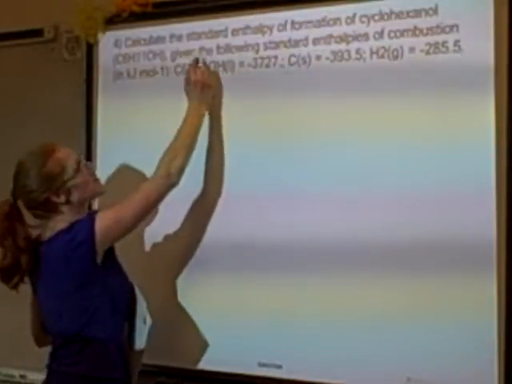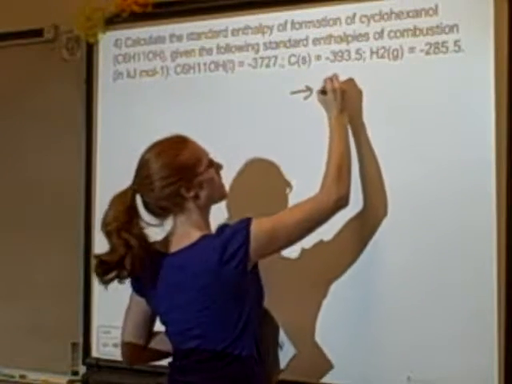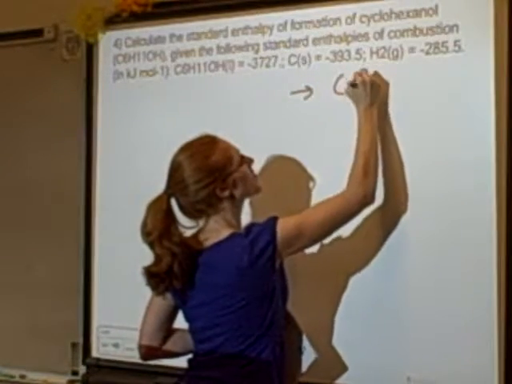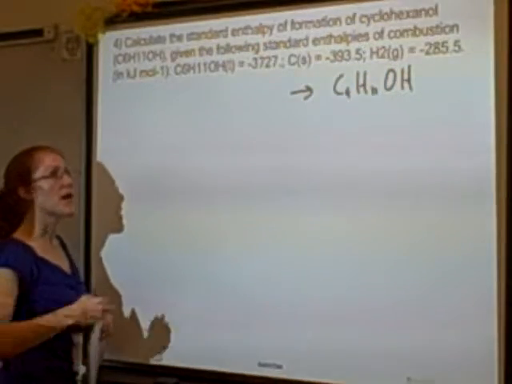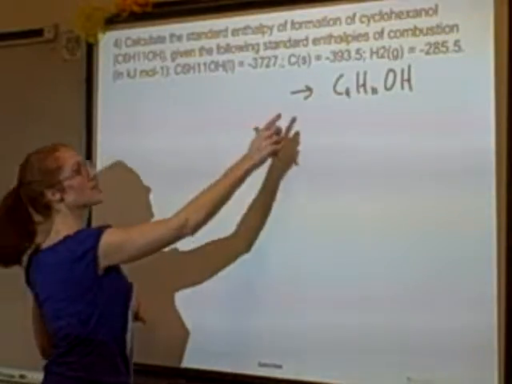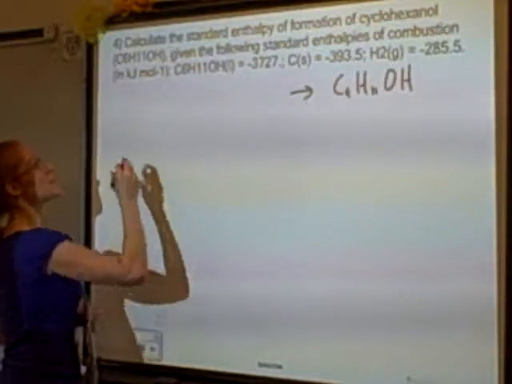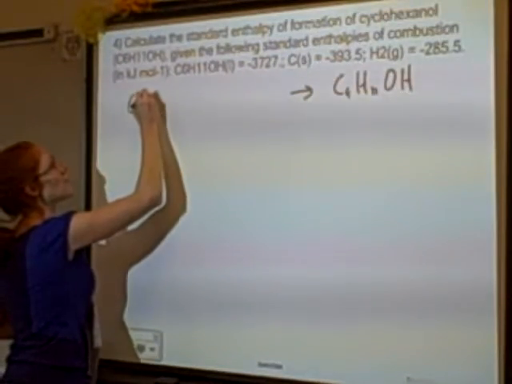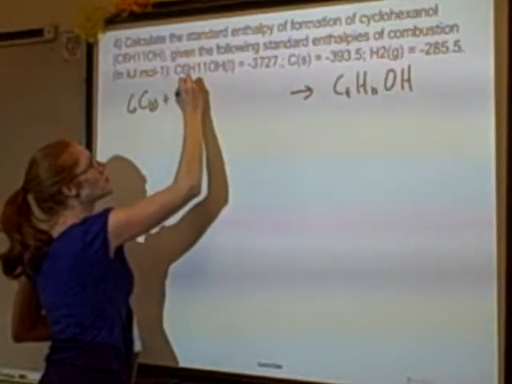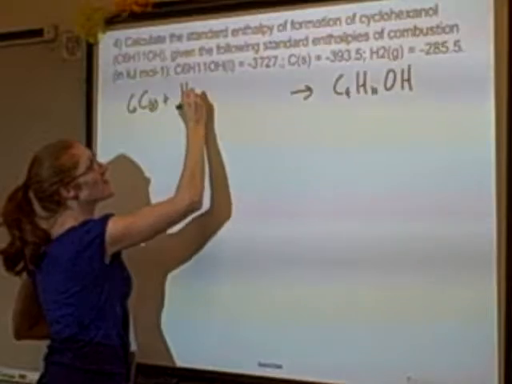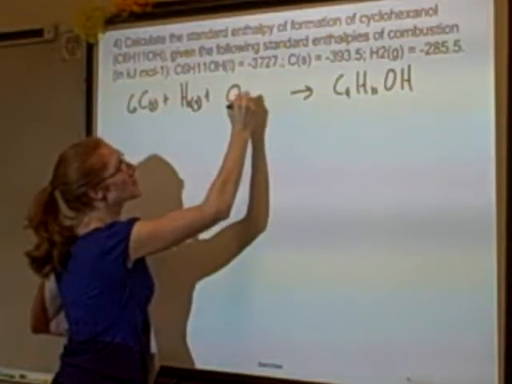So I'm calculating the standard enthalpy of formation. So I'm going to be forming 1 mole of cyclohexanol, C6H11OH. And in formation, I know that I have to form it from its elements. So I see I've got carbon, hydrogen, and oxygen as they exist in their standard state under standard conditions. So I'm going to have carbon as a solid. Shouldn't balance yet, it's a little weird. I have hydrogen. Hydrogen exists as H2 gas in its standard state. And oxygen exists as O2 gas in its standard state.